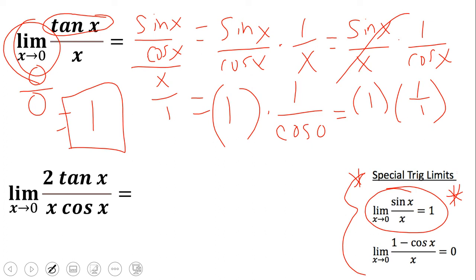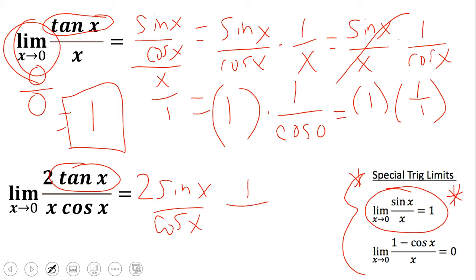So here in the second one, we have the limit as x goes to 0 of 2 tangent of x over x cosine of x. So the first thing I'm going to do is take the 2 and rewrite the tangent as the sine over the cosine. That would be a numerator and a denominator. That would leave the x cosine of x also in the denominator.